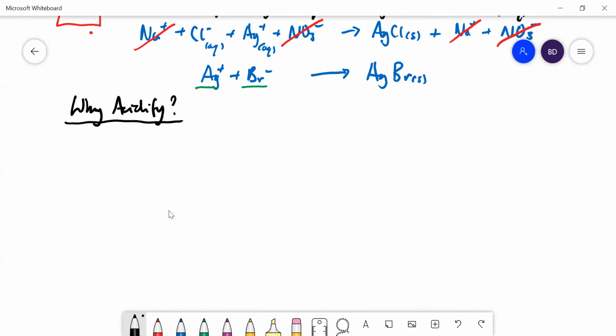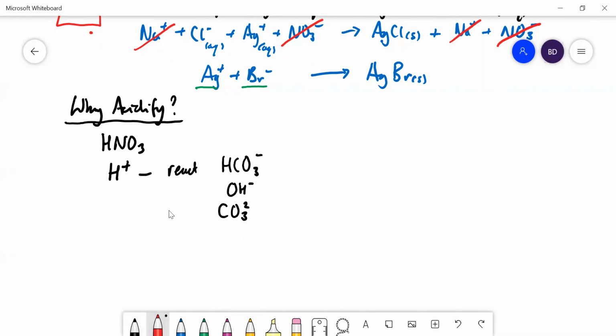Right, nitric acid contains H plus ions and nitrate ions, so the nitrate ions don't do anything. What the H plus ions will do is react with any hydrogen carbonate, hydroxide, or carbonate ions in your sample and get rid of them. You need to get rid of those ions because they will form precipitates.